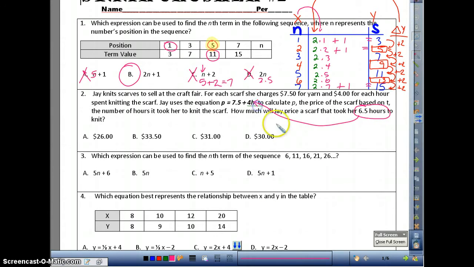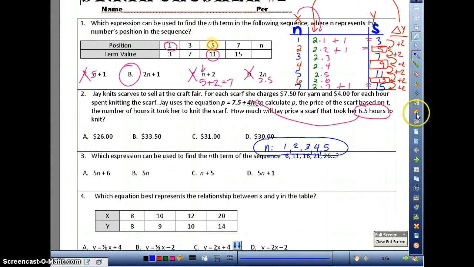All right. Number 3, which expression can be used to find the nth term in that sequence? Here, they didn't give you the position number. So your position number n, 6 is in the what position? Yep, that's the first position. 11 is in the second. 16 is in the third. 21 is in the fourth, and 26 is in the fifth position. You need to know this in order to work this problem.